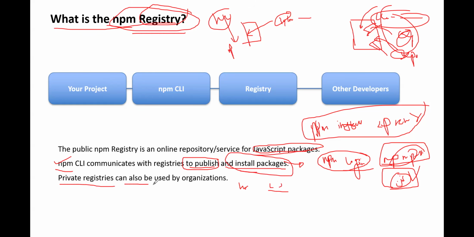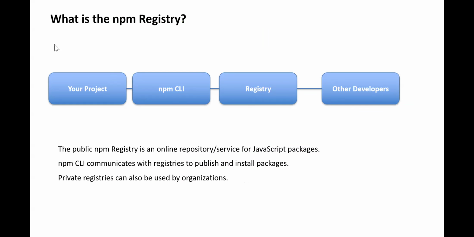Private registries can also be used by organizations. Like if any outside organization other than the Node.js community creates a package, that can also be used through npm by people in the Node.js community. These are all the benefits we can mention.